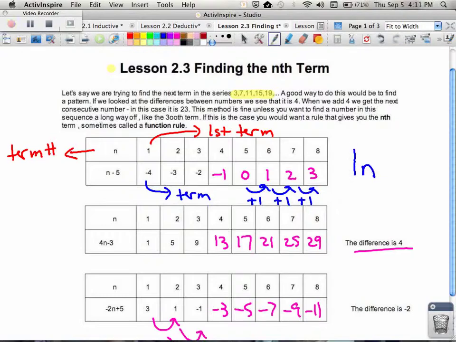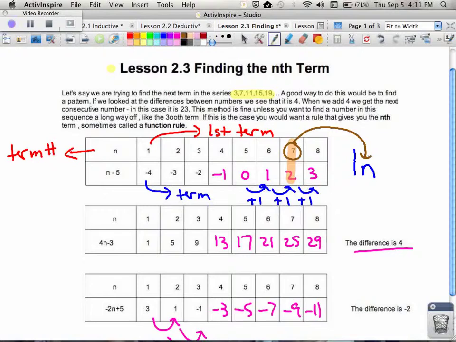What does that mean? That means if I look at any number in the chart, let's say I'm looking at the 7th term. I look at the 7th term and I see that the number is 2. If I take that 7 and plug it into the n, I should see the number 2. Oh, darn it. 1 times 7 is not 2. Rats. I'm off by 5.